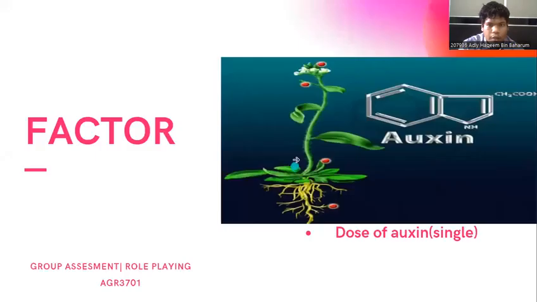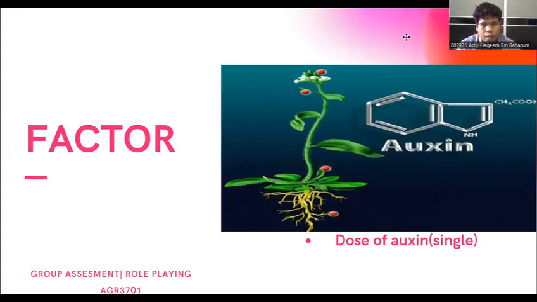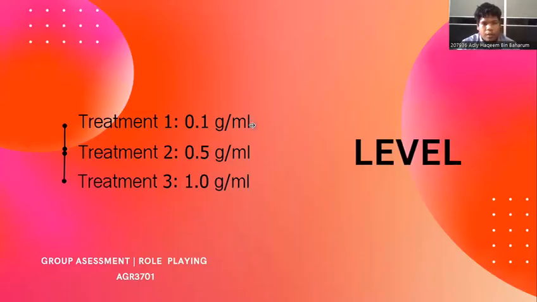Now we move on to the factors. The factor used in this experiment is the dose of auxin. And there are 3 levels of treatment. The first level is 0.1 gram per ml. The second one is 0.5 gram per ml. The last one is 1.0 gram per ml.